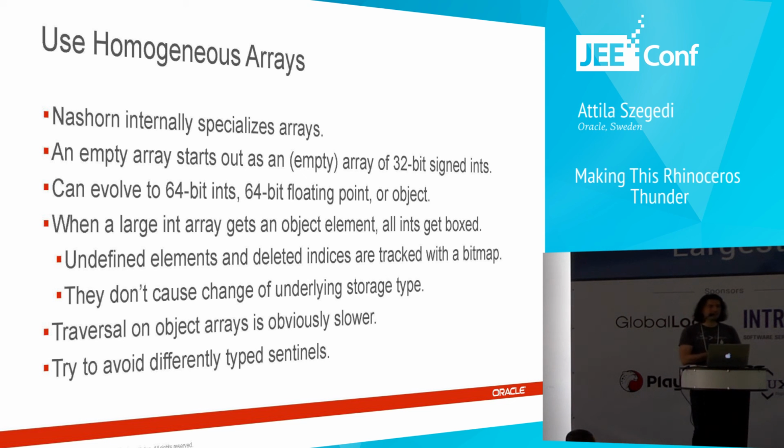So one thing, performance advice in your JavaScript code. Try to use homogeneous arrays. Nashorn internally specializes arrays. Every array, if possible, if it's uninitialized, starts out as an array of ints. And you fill it up with ints, and you have 1,000,000 ints, and you add a double. At that point, Nashorn will allocate a double array and will widen all those 1,000,000 elements, which is a linear cost, and then add your double into it. If you add an object, then it's even worse because it has to box every int that's there.